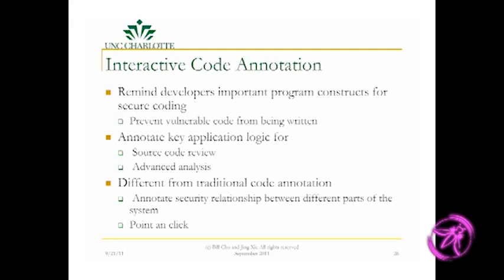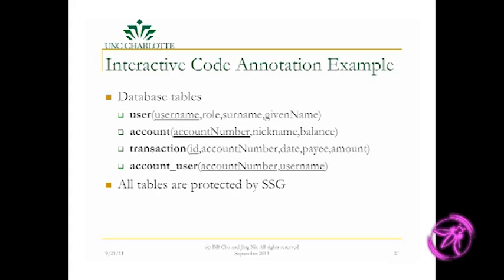People often misinterpret this when they see annotation: oh, developers don't like to do annotation. We wanted to make it really easy, and hopefully there is value added, as I will show you later on. So let me give you a motivating example, a very simple online banking example. You have a username, role, first name, last name. You have accounts with account numbers, and transactions with transaction IDs that are tied to particular accounts. Then you have a relationship between account number and username. So it's the simplest sort of database for tracking those transactions.